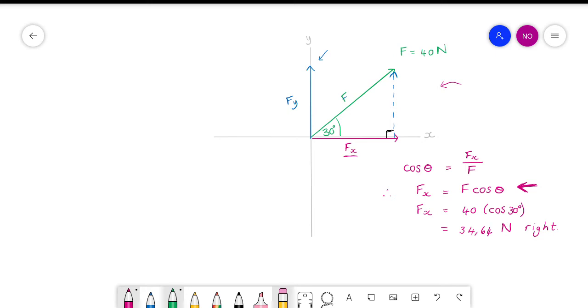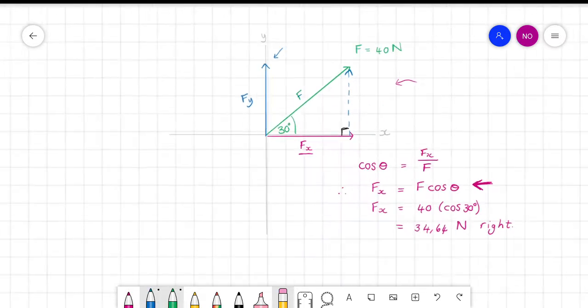Okay, we carry on. We're on the y component. So let's do the whole thing for those of you who want to see it.